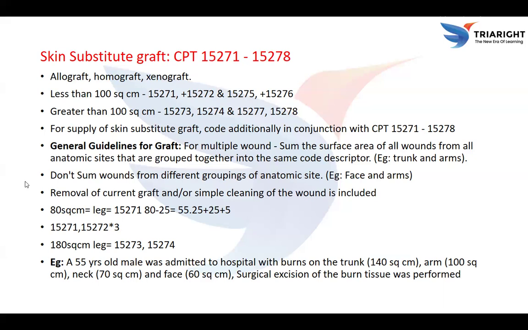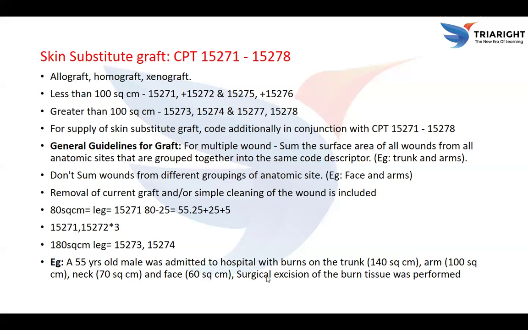So here is an example. A 180 square centimeter wound on the leg. For the first 100 square centimeters, you have to assign the code 15273, and for the additional area, you have to assign 15274. And there is a larger example here.